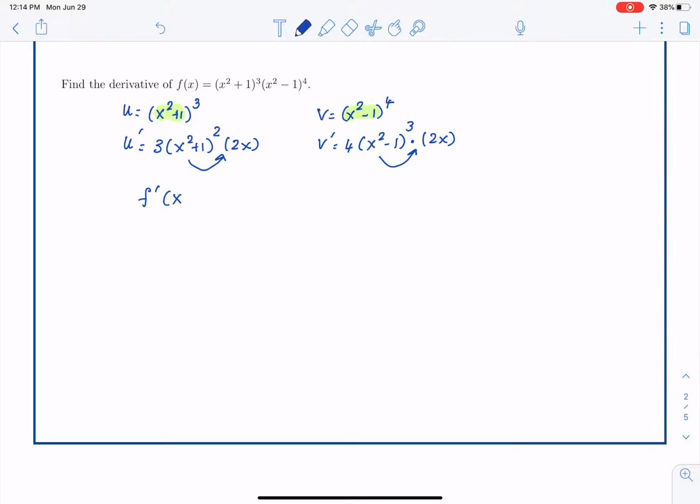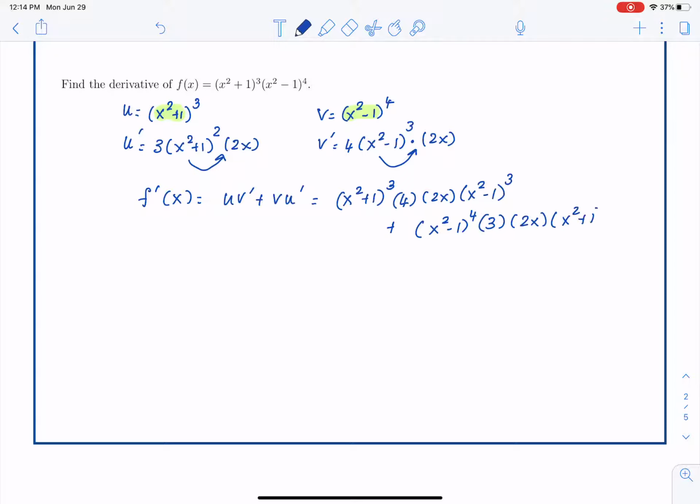F prime of x is simply u v prime plus v u prime. U is x squared plus 1 raised to 3. V prime is 4 times 2x times x squared minus 1 raised to 3. V is x squared minus 1 raised to 4 multiplied by 3 times 2x times x squared plus 1 squared.